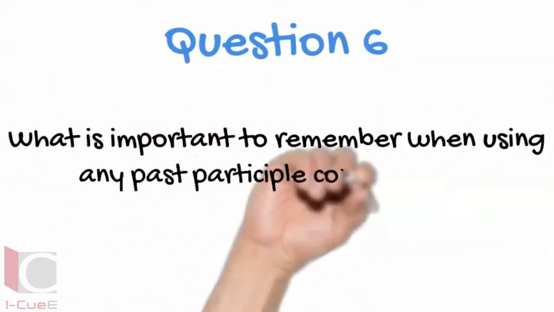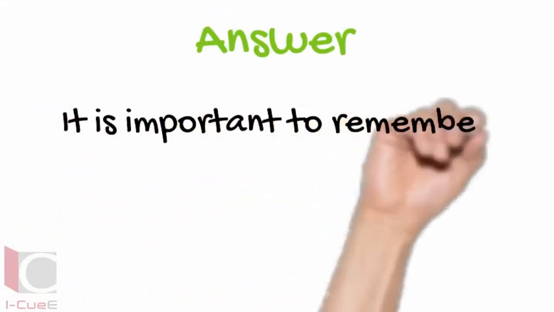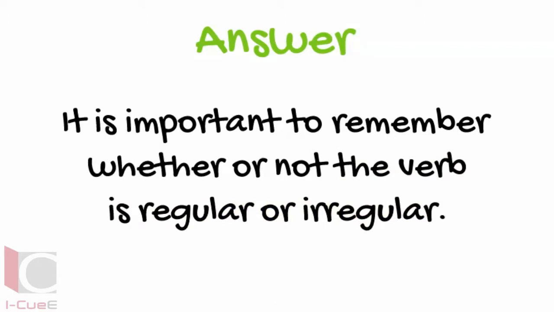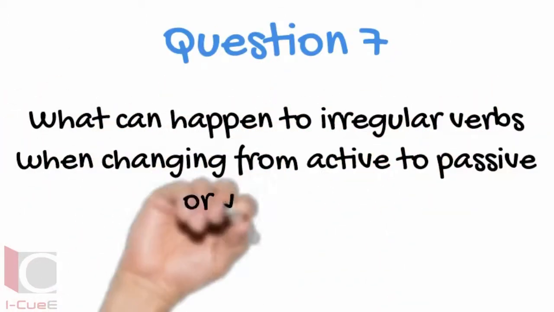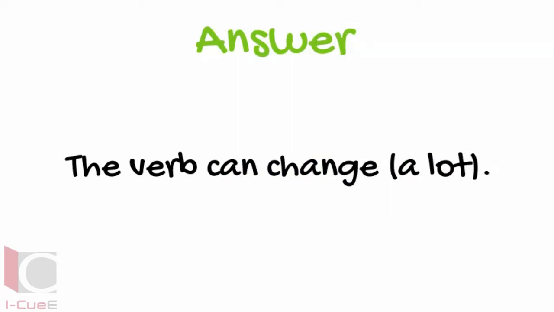What is important to remember when using any past participle construction? It is important to remember whether or not the verb is regular or irregular. What can happen to irregular verbs when changing from active to passive or vice versa? The verb can change a lot.